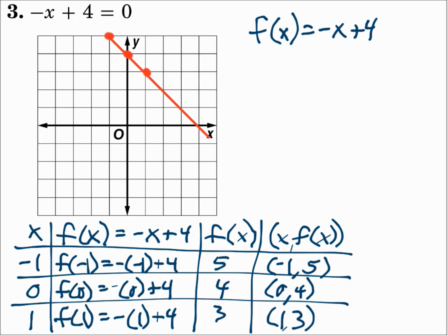And remember, the x-intercept is my solution. That's where y is 0. That's why the solution is also called a 0. The x-intercept is right there, and that's where x equals 4. So the final answer, x equals 4. Remember, that's called the solution, and it's also called a 0. It's called a 0 because that's where y equals 0.